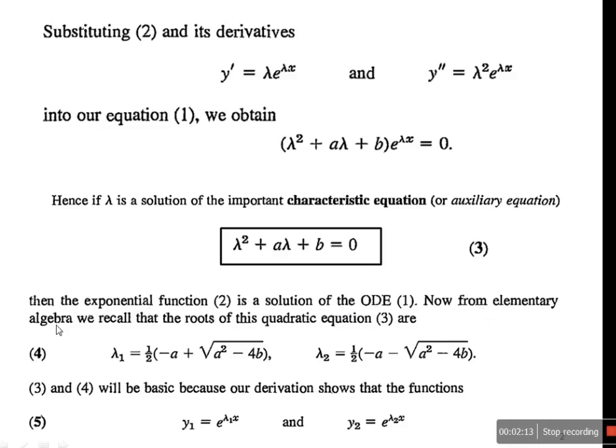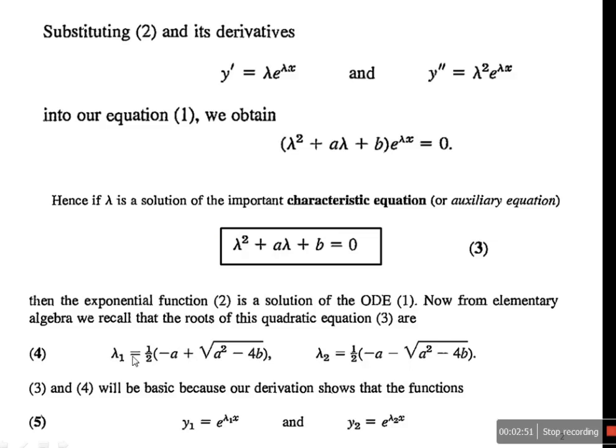From elementary algebra, we recall the roots of this quadratic equation. Now I can calculate lambda 1 and lambda 2 from equation number 3. You can see here lambda 1 is equal to 1 over 2 times minus a plus the square root of a square minus 4b. This is lambda 1. Lambda 2 is the same, just instead of plus I will put minus.